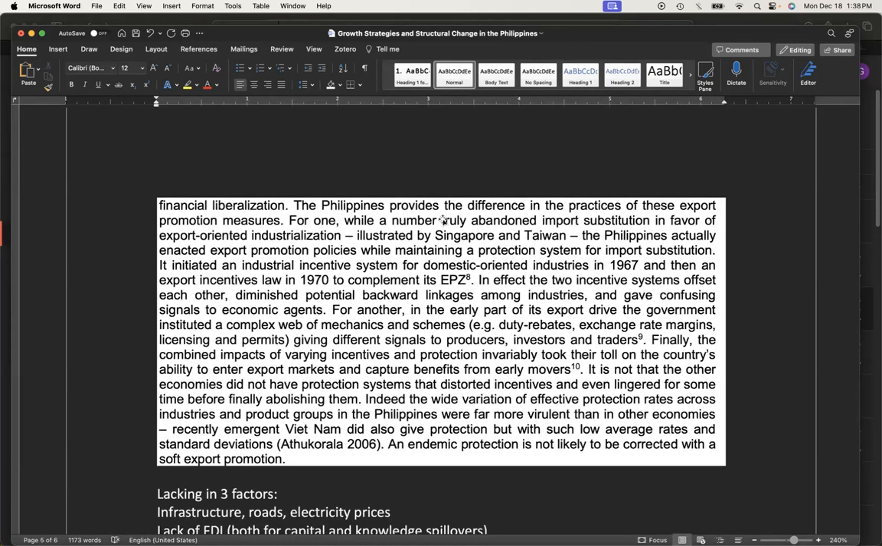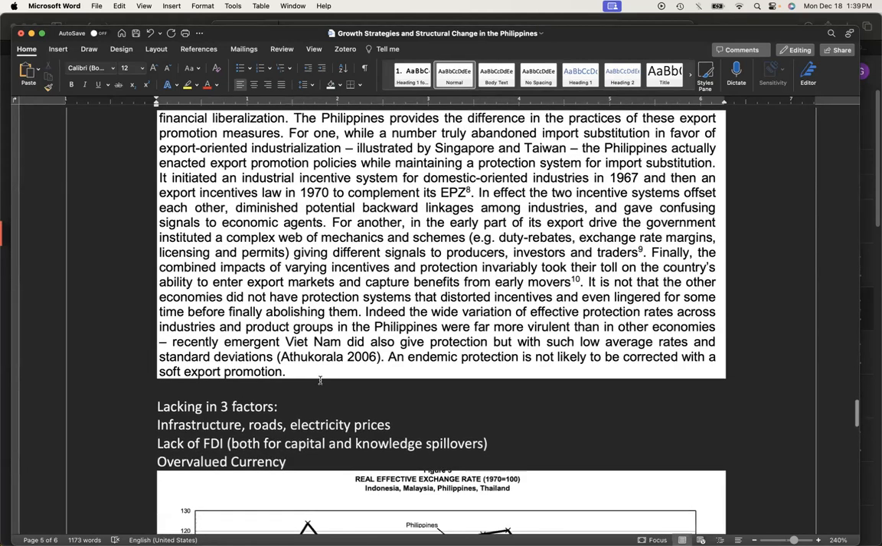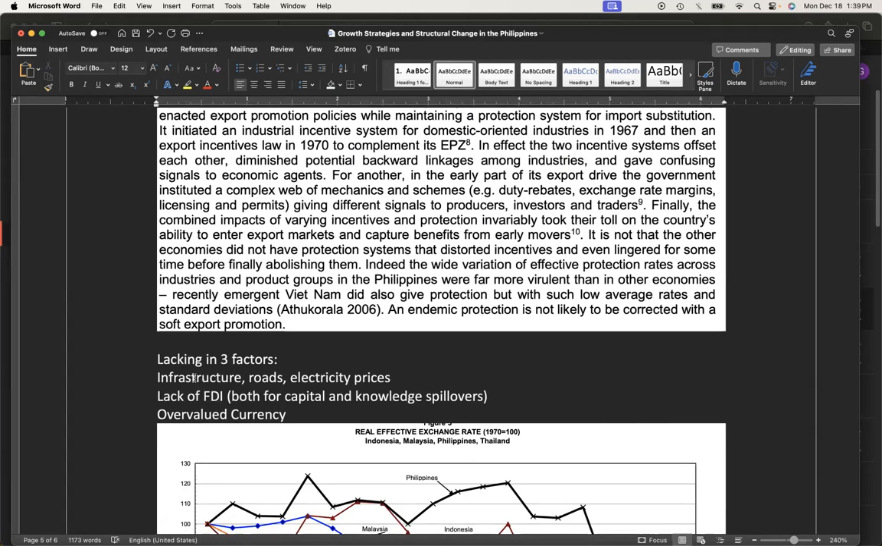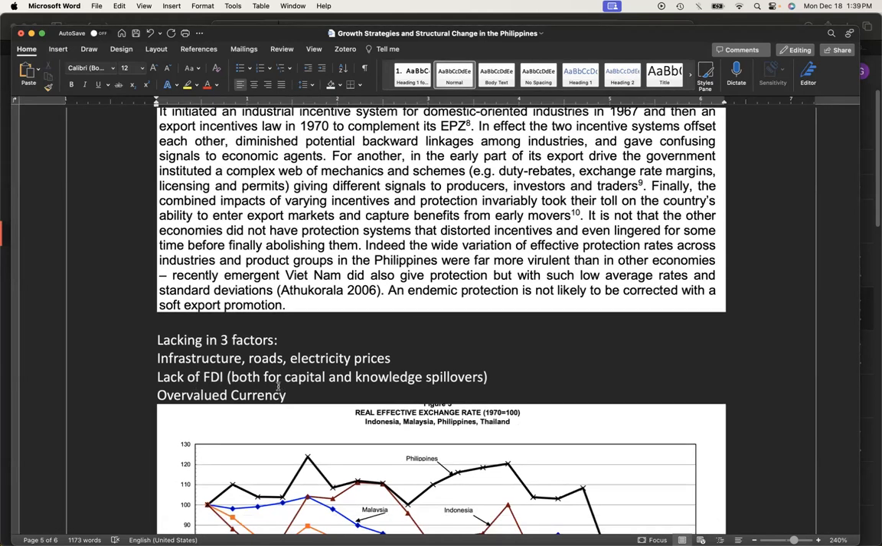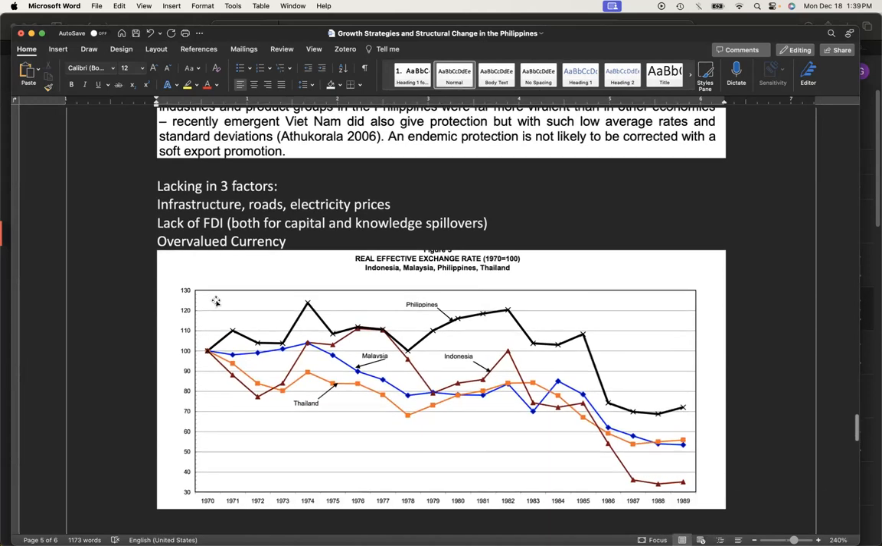In this one, Alburo cites the fact that our export promotion was half-baked. We were in between IS and export promotion, and we weren't able to really align our regulations to focus truly on export promotion. Other factors included in his work were infrastructure, generally roads, electricity prices, or infrastructure and power generation. The lack of FDI, which is required for additional domestic investment, which is crucial for capital accumulation and knowledge spillovers, and the overvalued currency, which would make it more difficult for exports to grow.